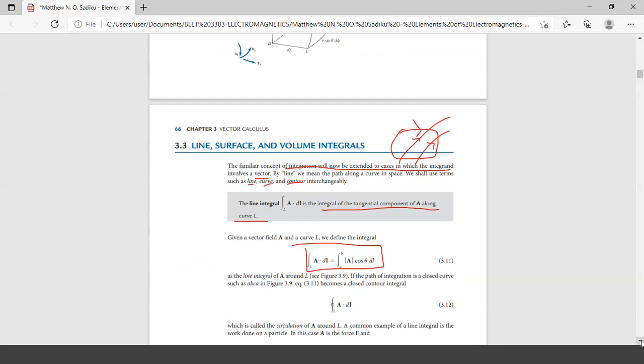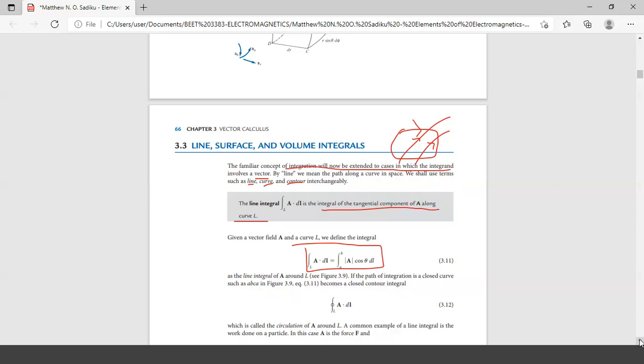Okay. Now we learn about the line, surface, and volume integral. The familiar concept of integration will now be extended to cases in which the integrand involves a vector. By line, we mean the path along a curve in space. We shall use terms such as line, curve, and contour interchangeably.